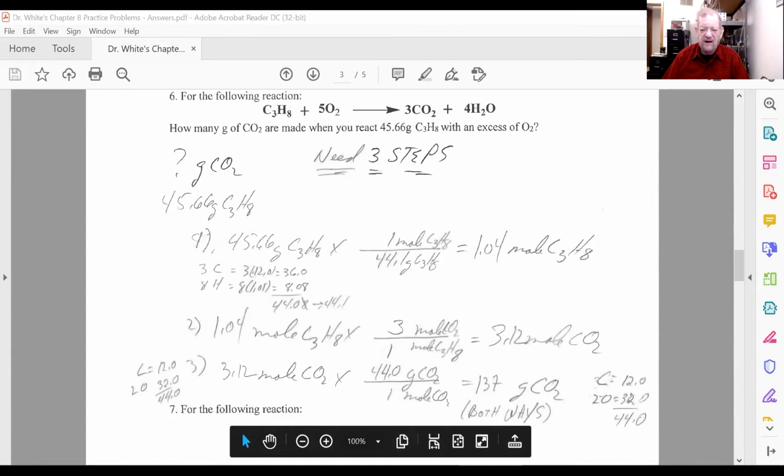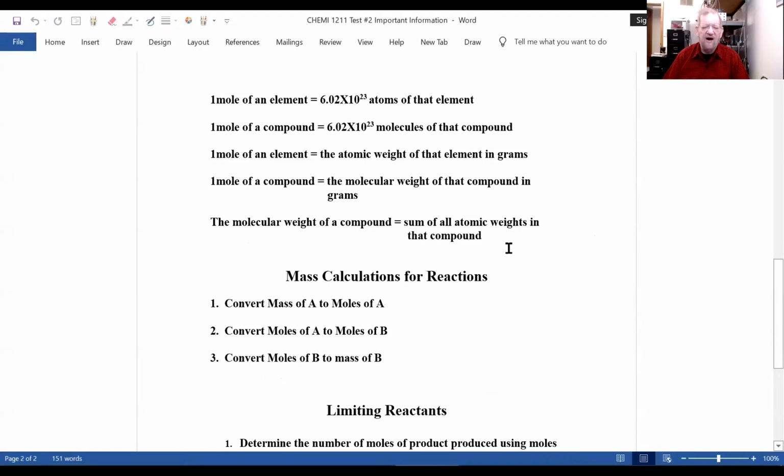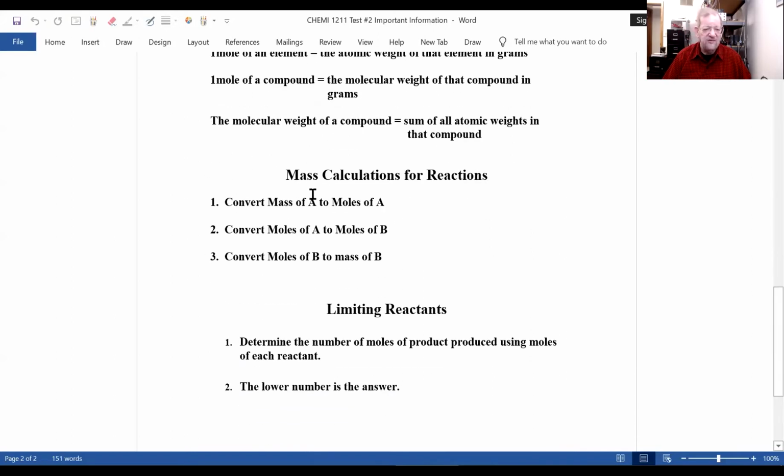Now, if you look in the lecture folder of Blackboard, you'll see a file called Chem 1211, test number 2, important information. For test number 2 coming up next Wednesday, which will be given online after class, like we did with test number 1, I will give you the following things. And if we look right here, it says mass calculations for reactions. Mass means grams. So here are my 3 steps, and you should know how to use these. Step number 1, whatever I'm given in grams, I'll convert to moles.